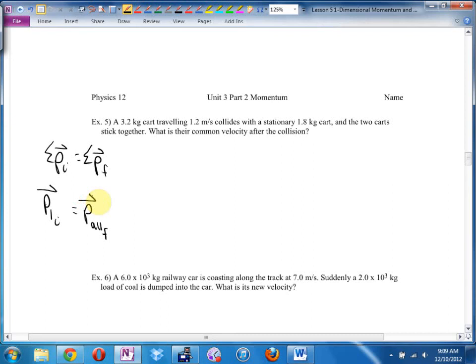Momentum of all final. Or momentum of both final, whatever you want to write. There's our equation. We're going to have this. Mass 1, V1 initial, there's my initial momentum, equals, they stick together, so it's going to be mass 1 and mass 2, V final. Are these in a nice straight line? So I don't need to go drawing vectors tip to tail. I can just solve this.